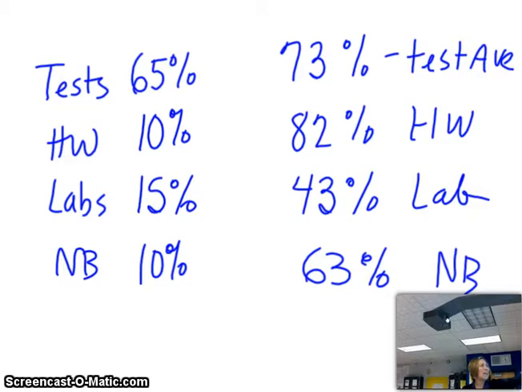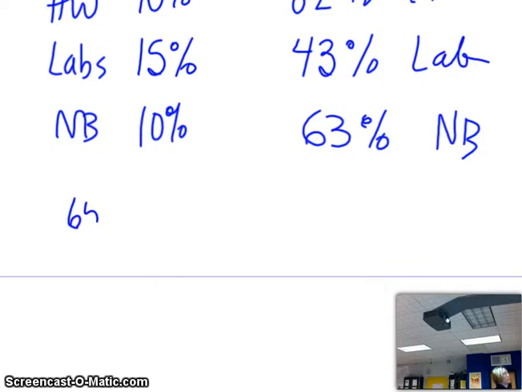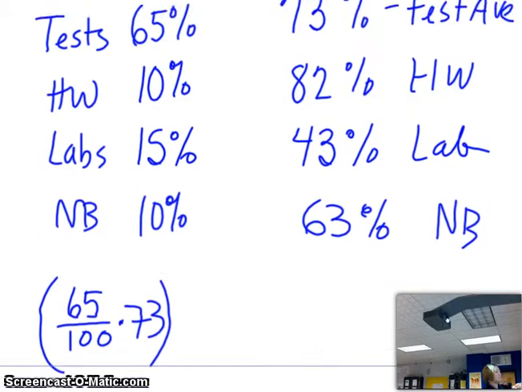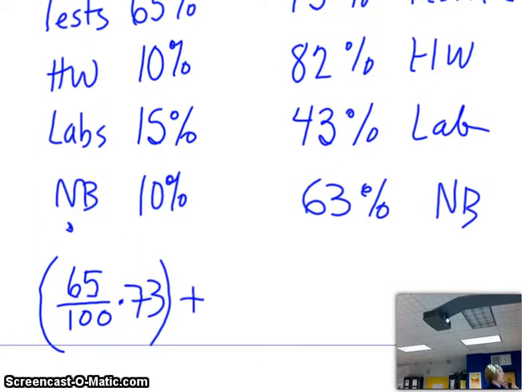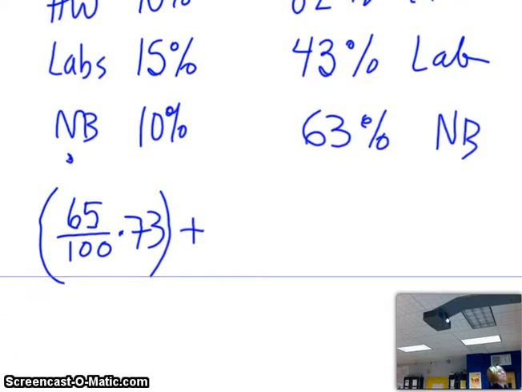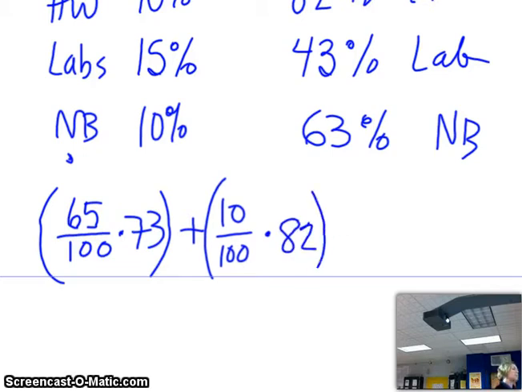I do not just add these 4 things up and divide by 4. I take into account the weight that I place on each grade. 65% of your grade comes from your test. So I take your 65%, I convert it to a decimal by dividing by 100, and I multiply it by your test average, which was what, 73? I do the same thing for each component. So your homework average was worth 10. I take 10, convert it to a decimal by dividing by 100, and multiply it by your homework grade, which was an 82.